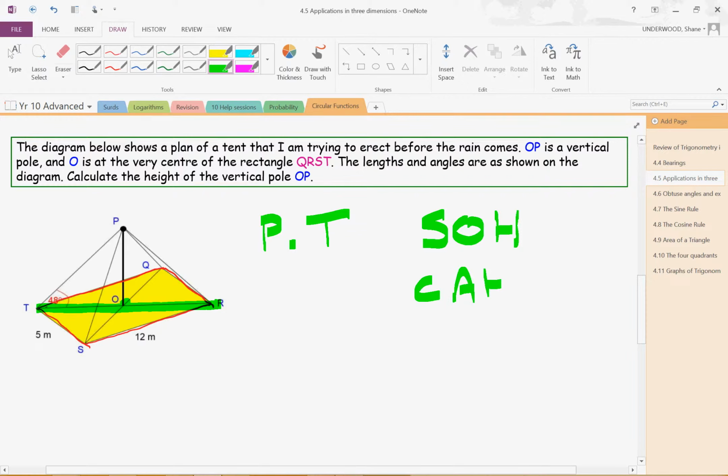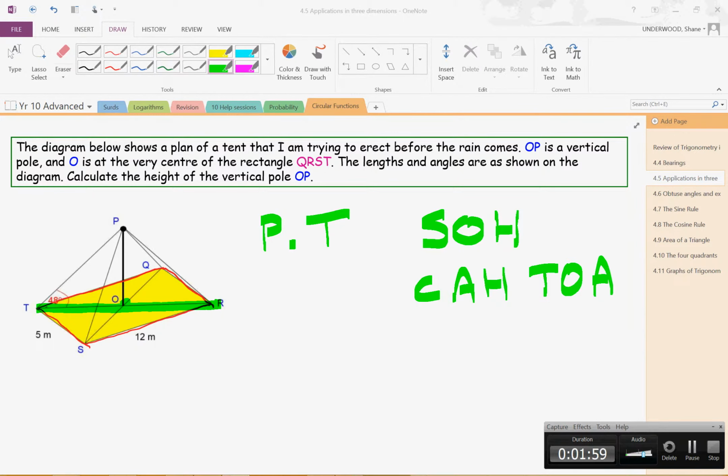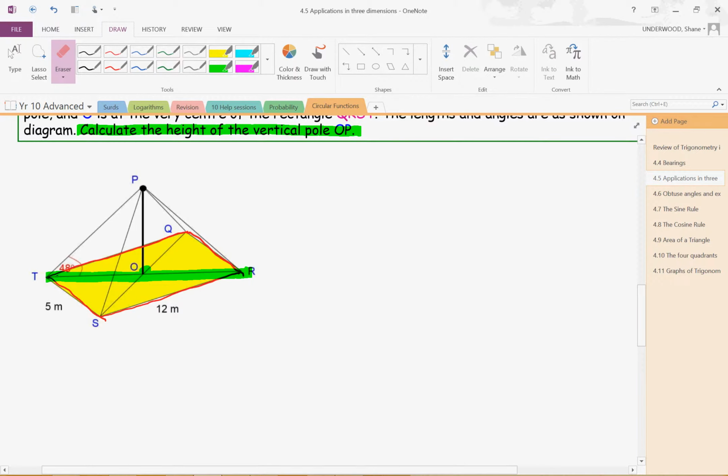SOHCAHTOA. Now, I'm going to leave that up. I'm going to pause this video. I'll certainly go through it with you, but I'd like you to have a go at this question now. The heading is Applications in 3 Dimensions. I'll let you go now. I'm also going to unpause this video, which is over here.